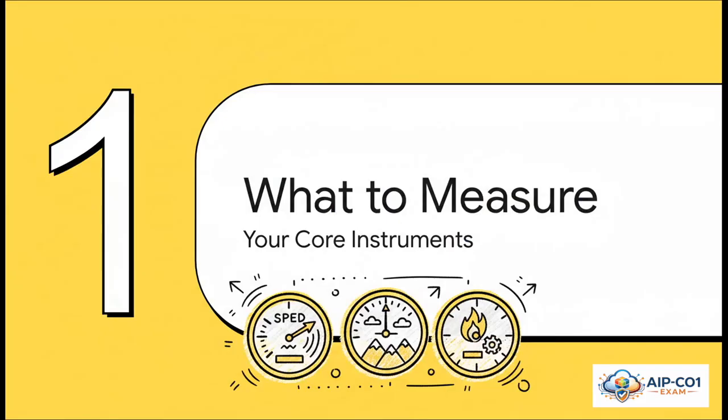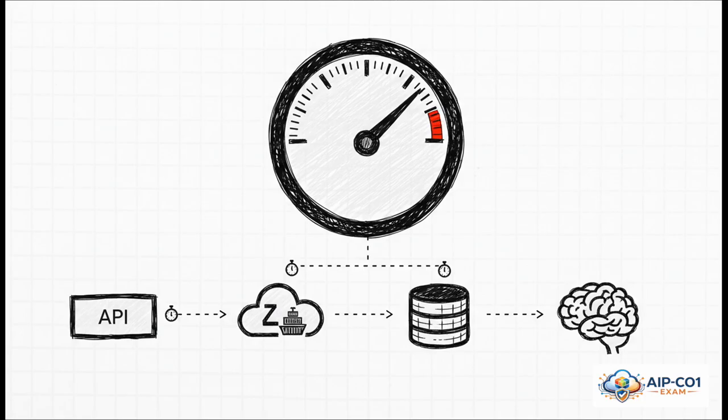Okay, first things first. Every good cockpit needs reliable instruments. It's a simple rule. You just can't control what you can't measure. So let's dive into the absolute core metrics you need to be tracking. Think of these as your foundational gauges: your airspeed, your altitude, and your engine health. So your number one instrument, your airspeed indicator, is latency.